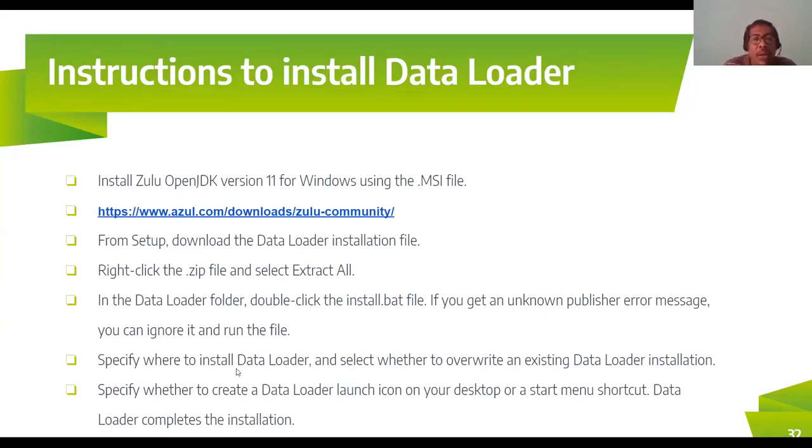It gets extracted. In the Data Loader folder, double-click on the install.bat file. You will get an unknown publisher error message. You can ignore it and then run the file. Specify where to install Data Loader and select whether to overwrite the existing Data Loader installation. Specify whether to create a Data Loader launch icon on your desktop or a Start menu shortcut. Data Loader completes the installation. So by doing all this, we complete the installation, right?